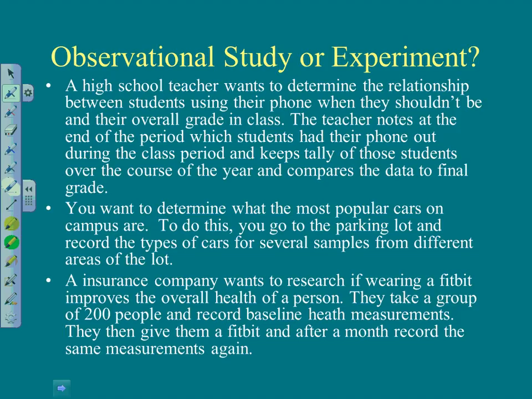Observational. Finally, an insurance company wants to research if wearing a Fitbit improves the overall health of a person. They take a group of 200 people and record baseline health measurements. Then they give them a Fitbit, and after a month record the same measurements again. That would be a what?